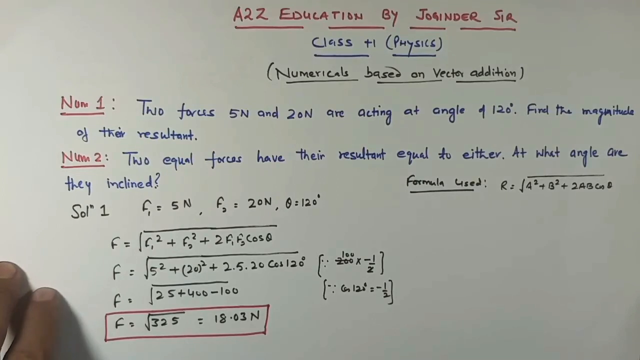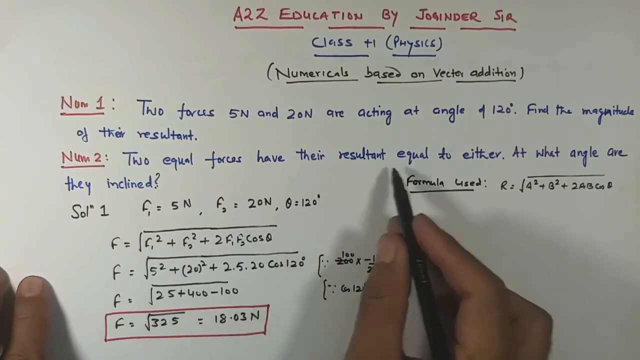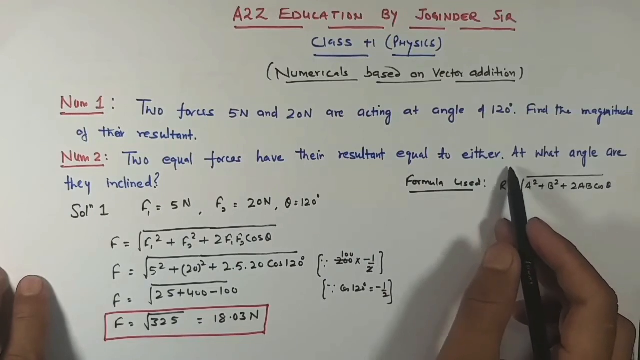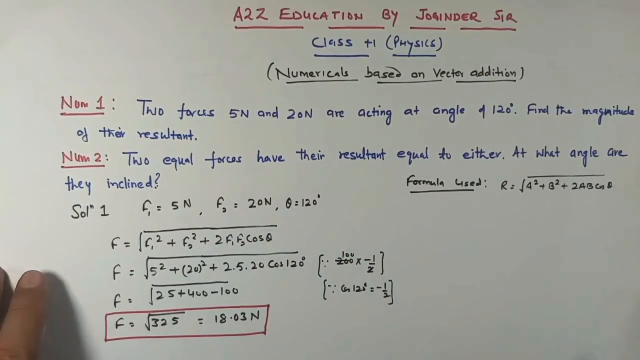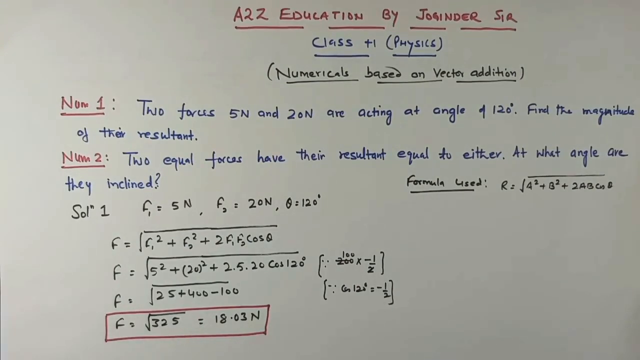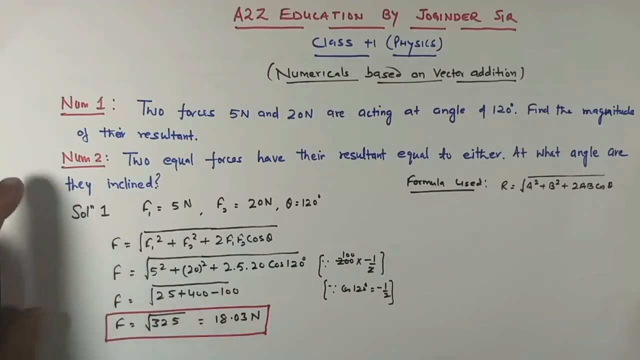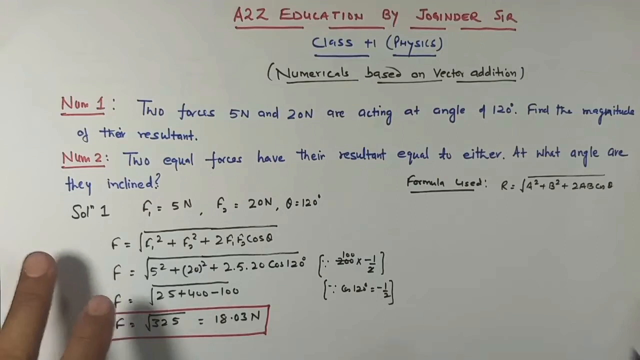Right. Now the second numerical: two equal forces have their resultant equal to either of them. At what angle are they inclined? Now the forces are equal, and the magnitude of the resultant is also equal to one of the forces, right? Then we have to find the angle at which they are inclined. So it's a very simple question again.